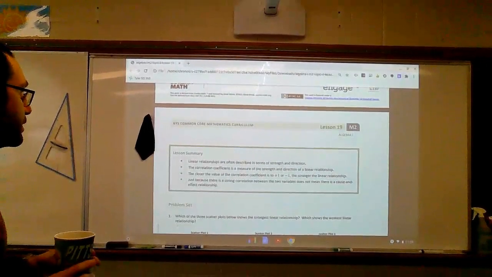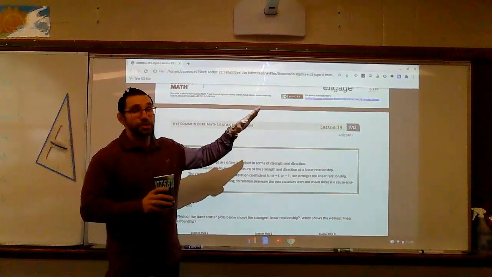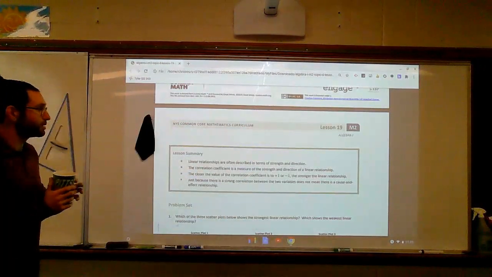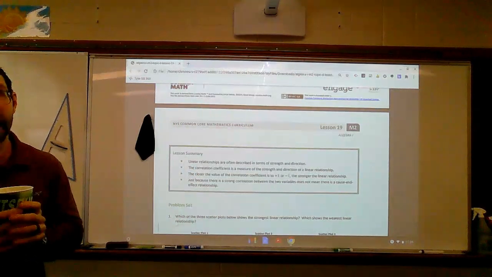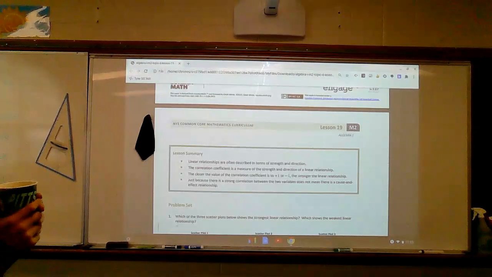But this is what I want. Linear relationships are often described in terms of strength and direction. Direction being positive, direction being negative. The correlation coefficient tells me whether it's a good linear relationship or not. The closer to positive one or negative one, the stronger it is.